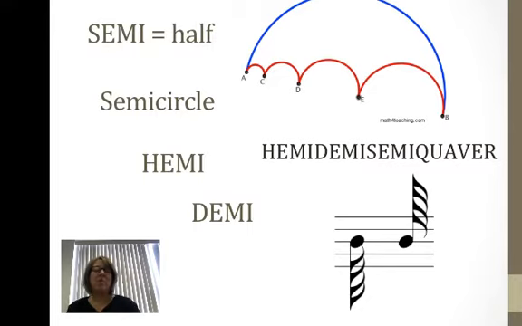Think about that one word too that just is so cool to say. Hemi, demi, semiquaver. Now, if a quaver in music is an eighth note, and hemi means half, and demi means half, and semi means half, what is a hemi, demi, semiquaver? What fourth of a note, or what part of a note is that? Try and figure that out on your own.